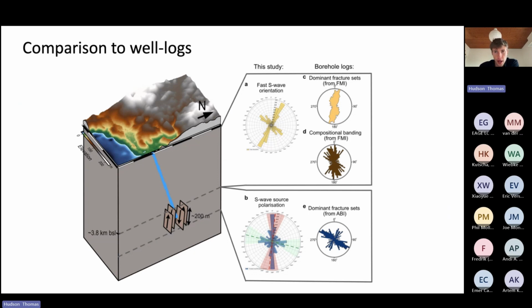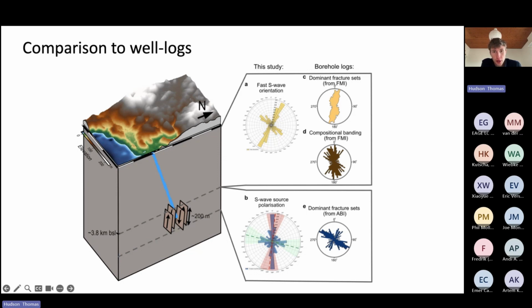Just to finish on that story and back it up with some auxiliary data: if this blue line is the borehole, then at the injection depths we see dominant fracture sets from ABI imaging with fracture strikes roughly 130 degrees from north, and that matches really nicely with our results from the moment tensor inversions, the source mechanism inversions, and to some extent the S-wave source polarizations.